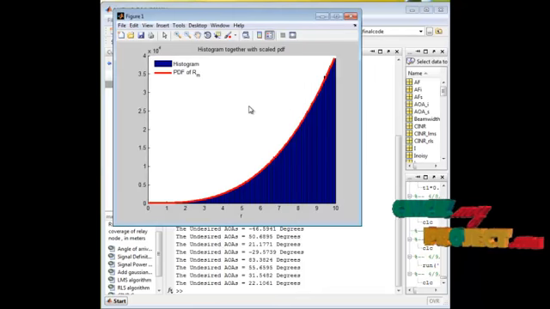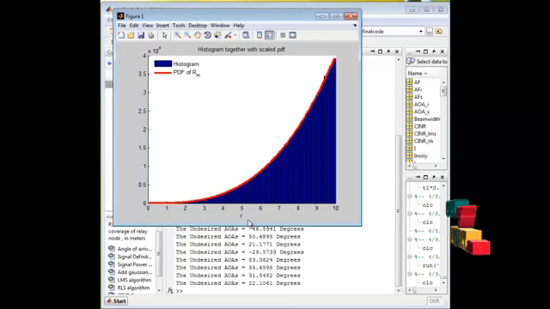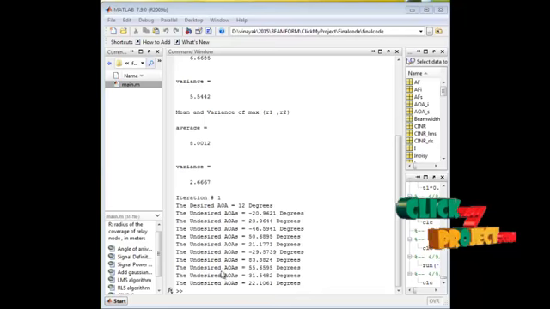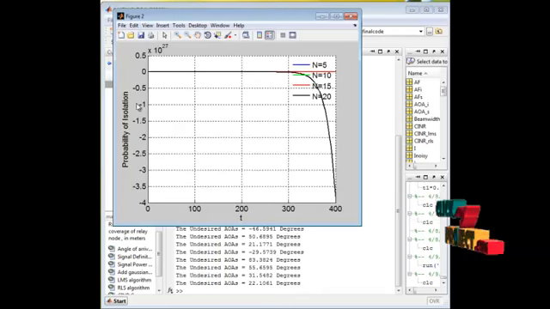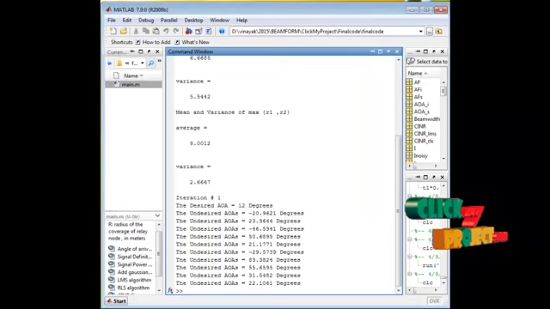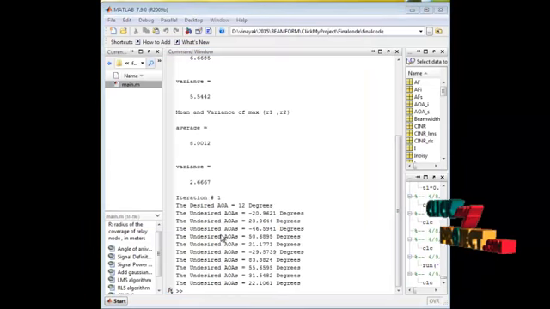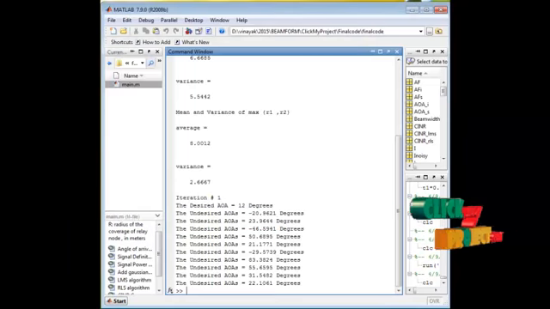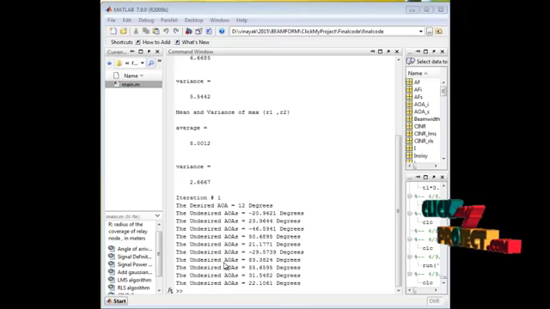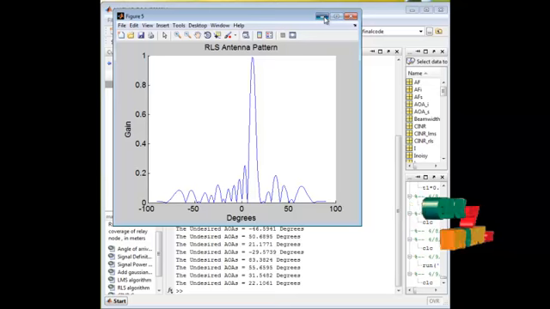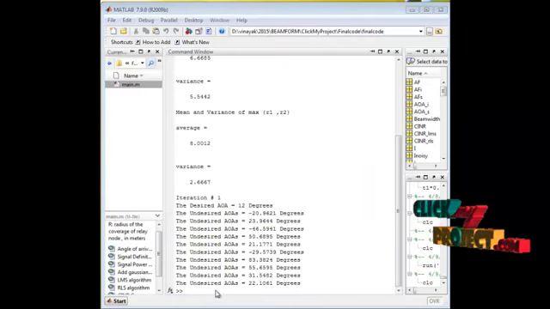Figure 1 shows the histogram together with the probability distribution for the number of correlation values. And the second plot shows the probability of isolation for various numbers of users. And Figure 3 shows the antenna pattern for the least mean square algorithm. And Figure 5 shows the antenna pattern for the recursive least square algorithm.